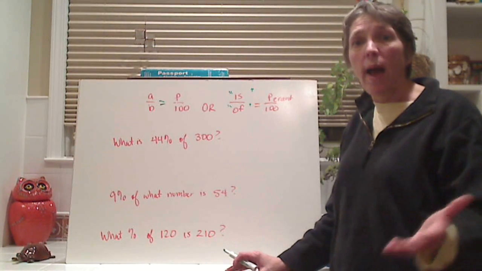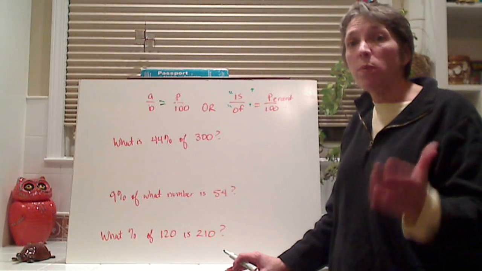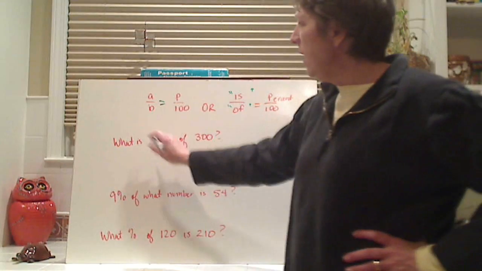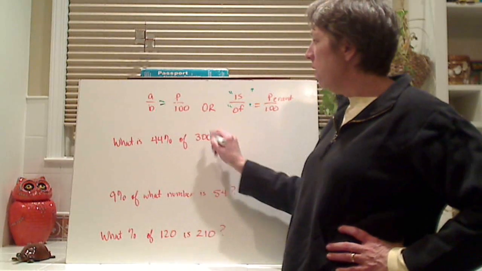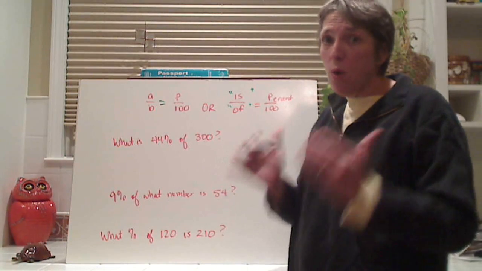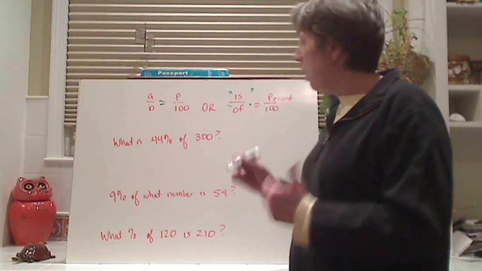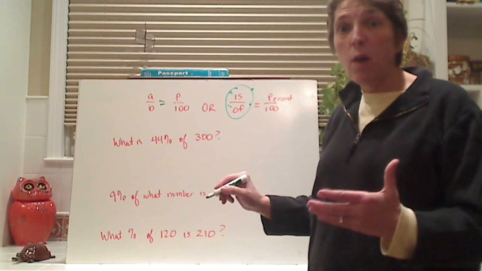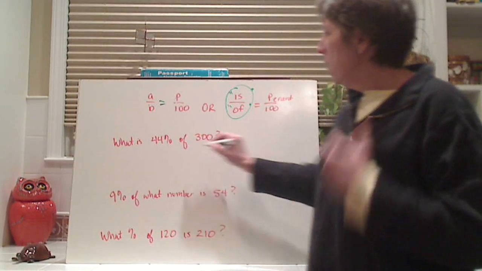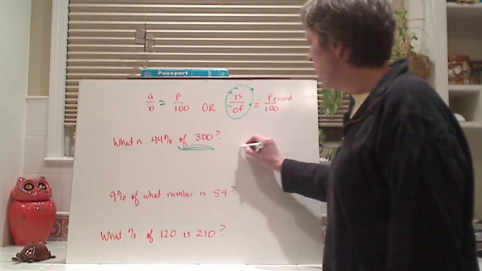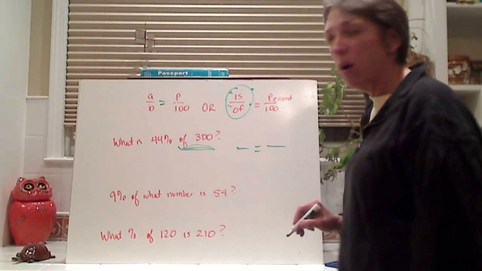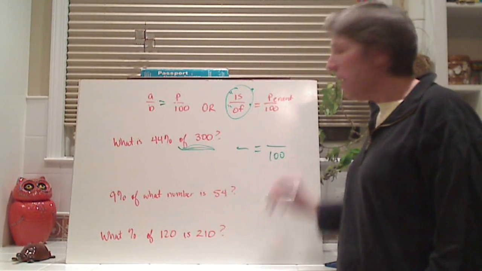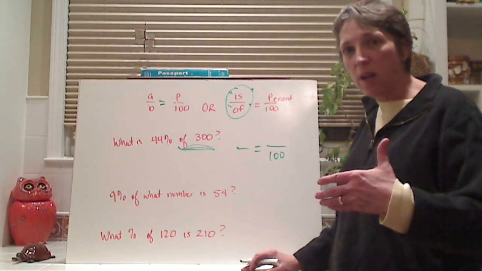So we're going to go back to the one where we said 44% of 300, and I'm going to show you how to use the percent equation. What is 44% of 300? Well, A over B is is over of. So you identify the numbers that are is and of. Of 300. We set up our percent equation, and we're always going to have 100 on the bottom right, because that's the percent out of 100.